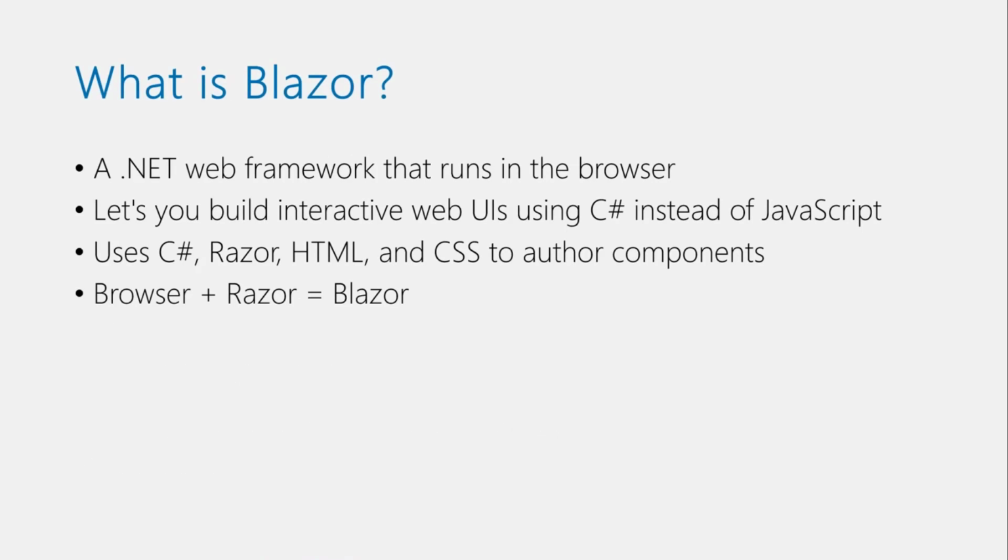So what is Blazor? If you haven't heard by now, Blazor is a .NET web framework that runs in a browser. It basically lets you build interactive web user interfaces using C# instead of JavaScript. It uses C# and Razor and HTML and CSS to author these components. And basically the name, browser plus Razor equals Blazor, is where it came from.